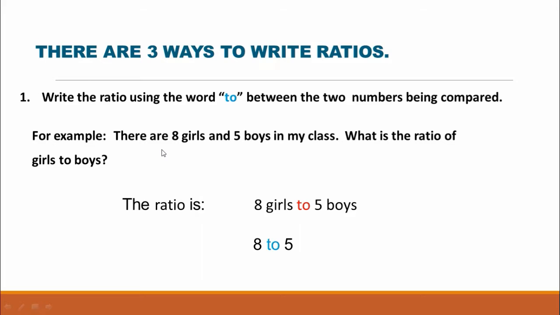For example, there are 8 girls and 5 boys in my class. What is the ratio of girls to boys? Then the ratio is 8 girls to 5 boys, and we can write 8 to 5. So the first of the three ways which represent the ratio between two quantities is to write the word "to" between the two numbers being compared.